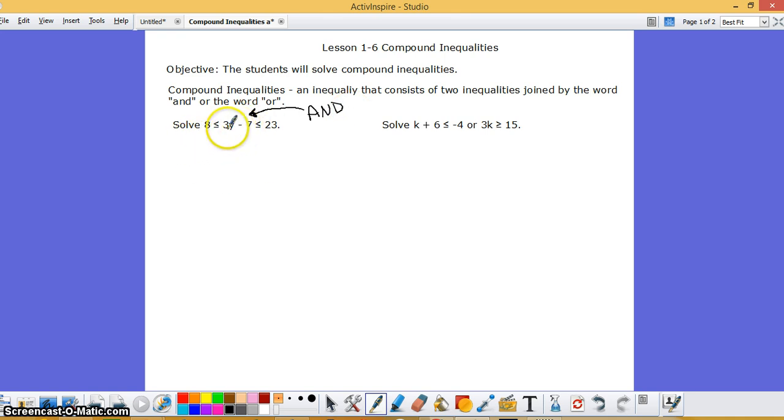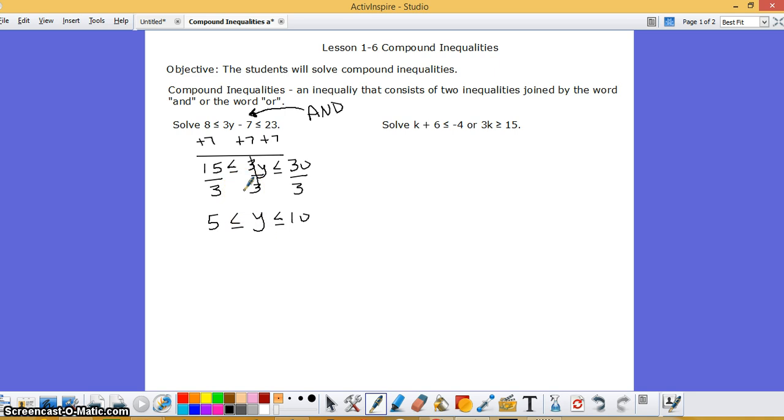Alright, so solving these, we solve them like equations, but now we work from the middle out when they look like this. So we add 7 to all three sides, since we see subtraction. So that's 15 less than 3y less than or equal to 30. 23 plus 7 is 30. Divide by 3, and you get 5 here. We're left with y here, and we have 10 here.